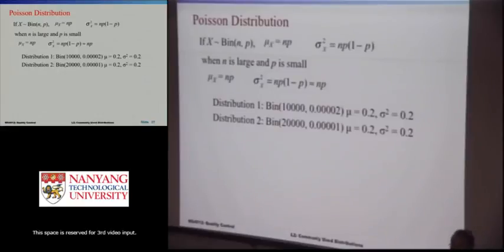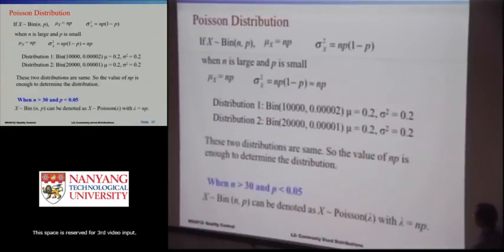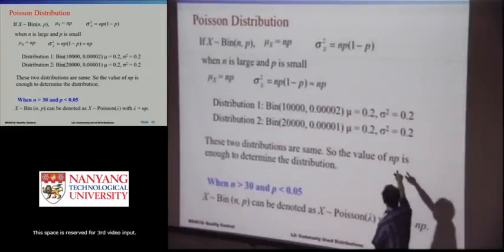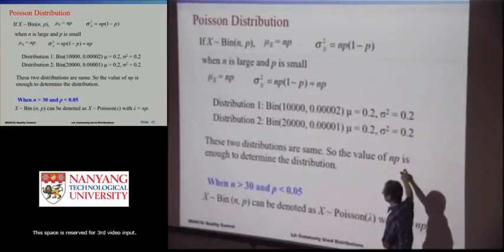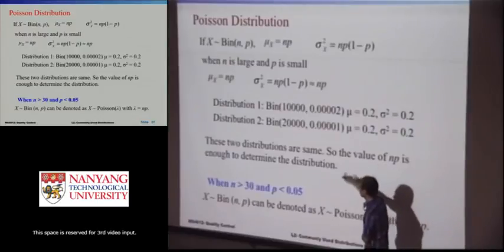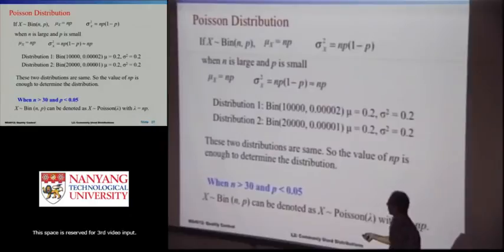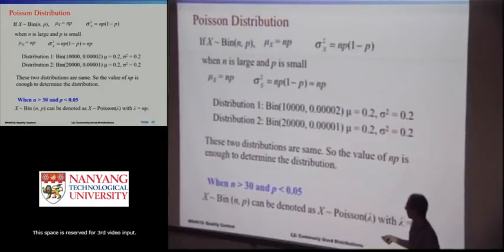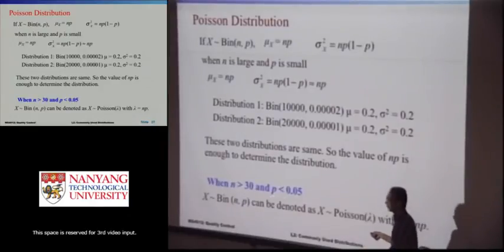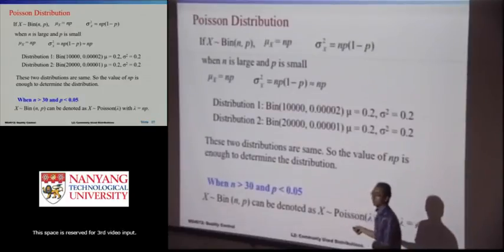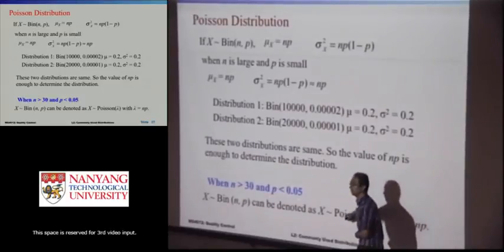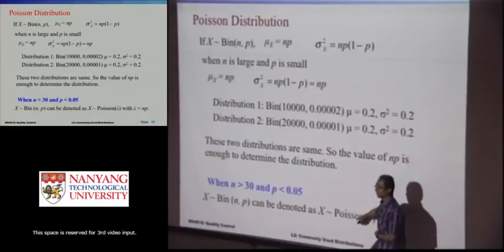So in this case, we can simplify the description from two parameters to one parameter. So we can just focus on the value of np. This is enough to determine the distribution. So normally, when the number of trials is larger than 30 and the successful probability is smaller than 0.05, we can denote this as the Poisson distribution.